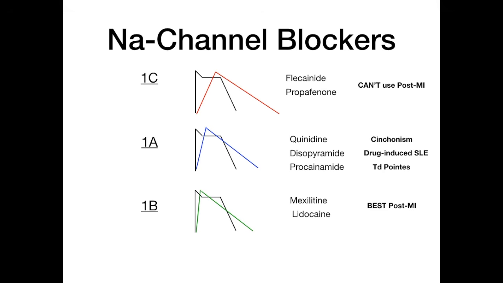The 1B agents, mexiletine and lidocaine, these are the best post-MI. They're great for ischemic tissue. So post-myocardial infarction, you could use the 1B agents. So how do you remember all this stuff? Well, I've got some really cool dirty USMLE mnemonics. The 1C agents, C for can't use post-MI, or C for contraindicated.